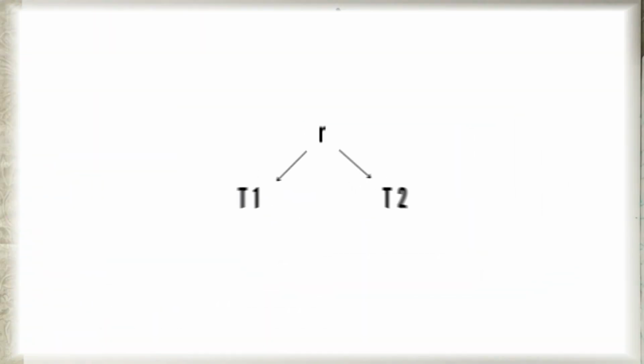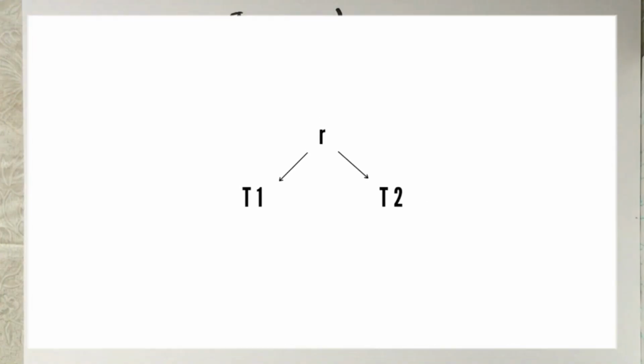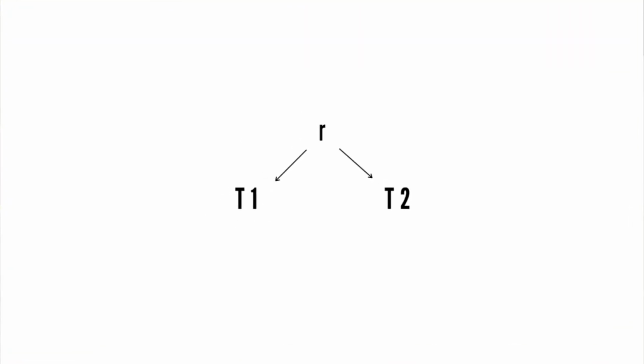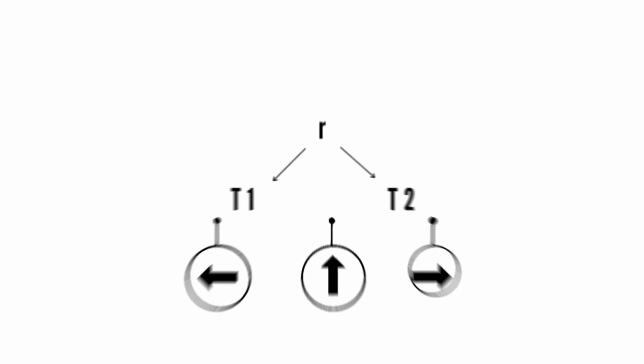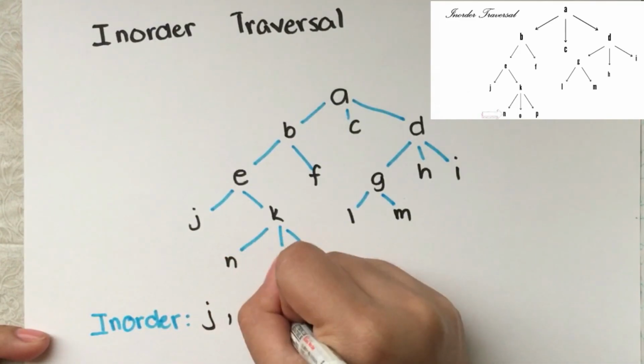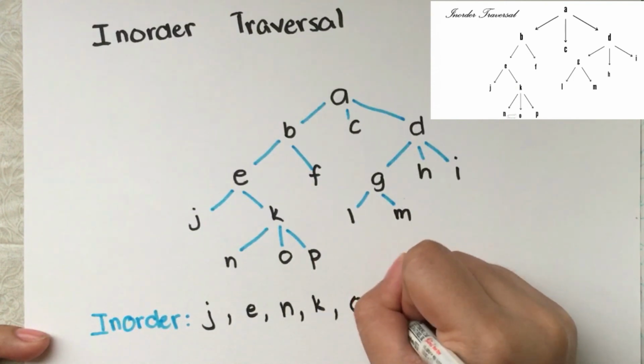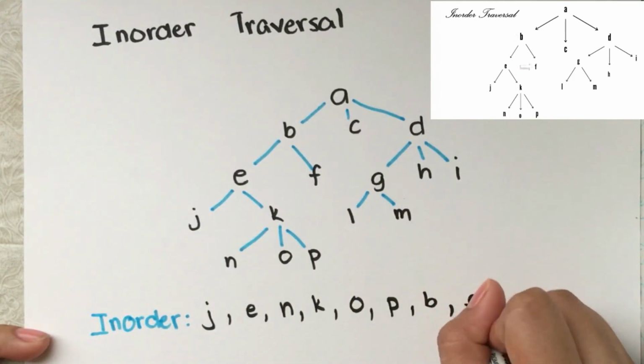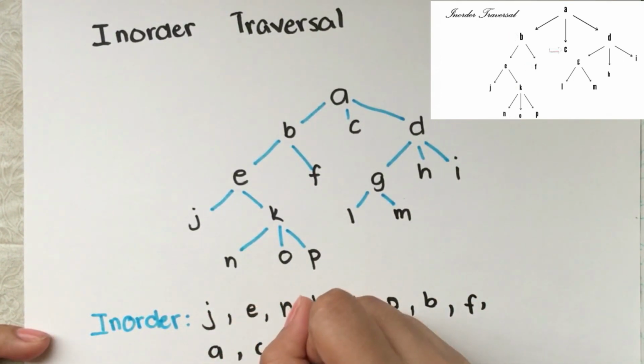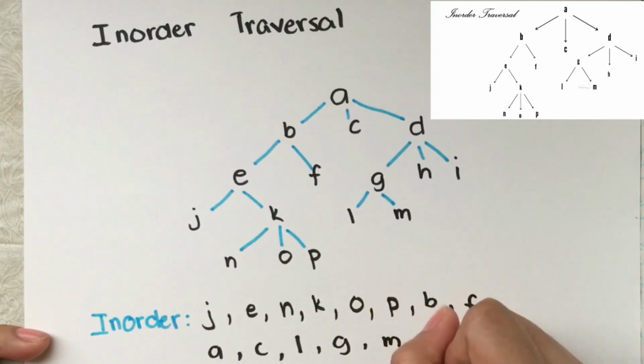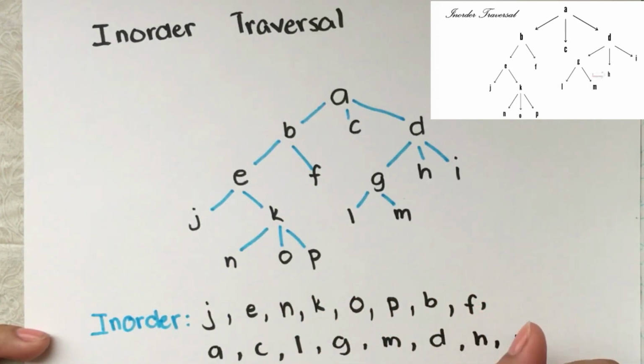In-order traversal begins by traversing the left node, then visiting the root. It continues by traversing the right node. Just follow the pattern until you reach the last node. For the in-order traversal, this is the answer.